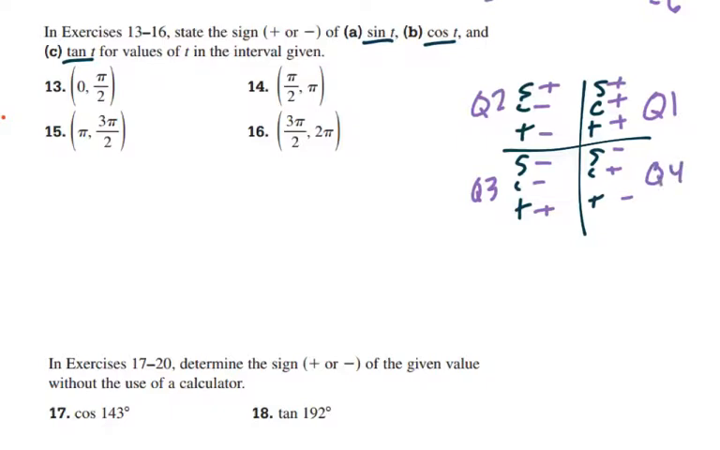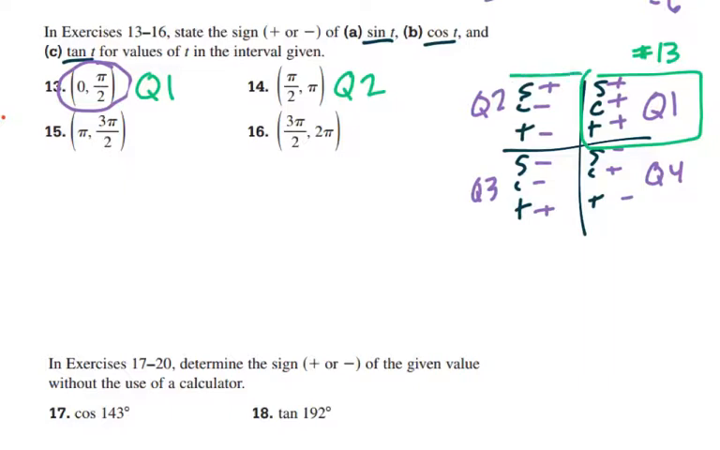The first one that they're giving you is a range of values, and so remember that we talked about this being a coordinate, but it's actually saying when we're looking at thetas between 0 and pi over 2, so in quadrant 1, they want to know what are sine, cosine, and tangent, and so we kind of already did that over here. So that's going to be number 13. Number 14 wants from pi to pi over 2, and so that's quadrant 2, and so again we did that here, and so that's number 14.